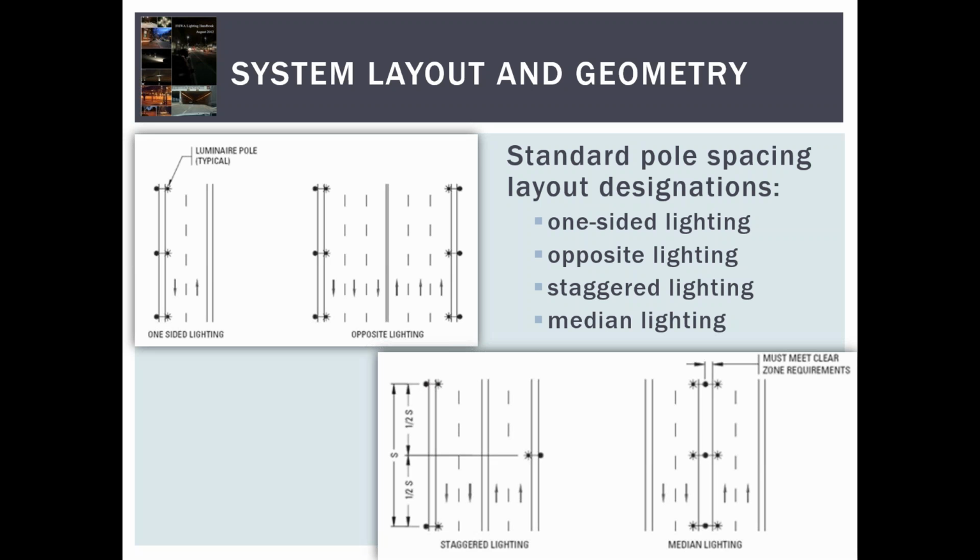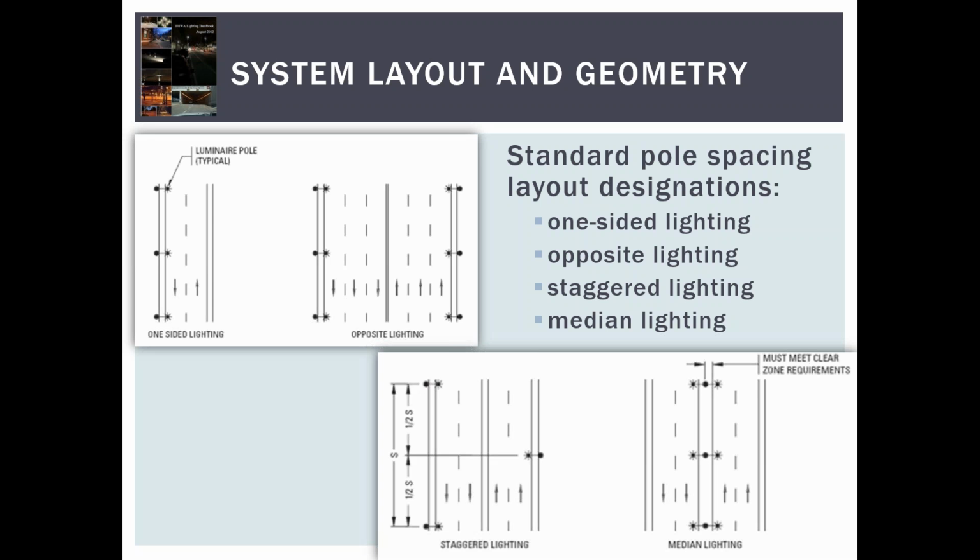One-sided lighting is typically used on roadways with 1 to 3 lanes. Staggered spacing is typically used on roadways with 3 to 6 lanes. And opposite-side spacing is typically used on roadways with 5 or more lanes. Median lighting is typically used where the median is wide enough to accommodate poles and the median width meets the clear zone requirements, or where the poles are protected by barriers.